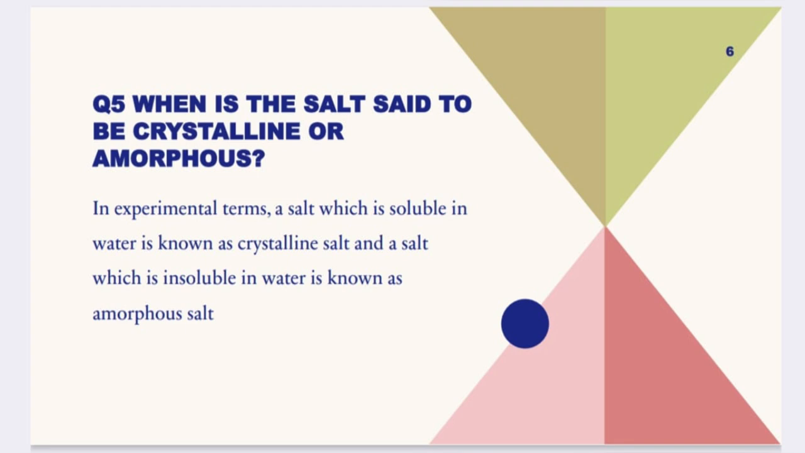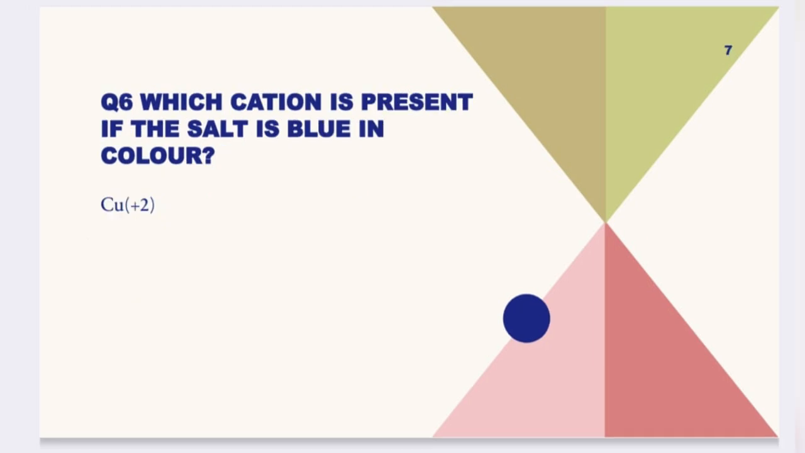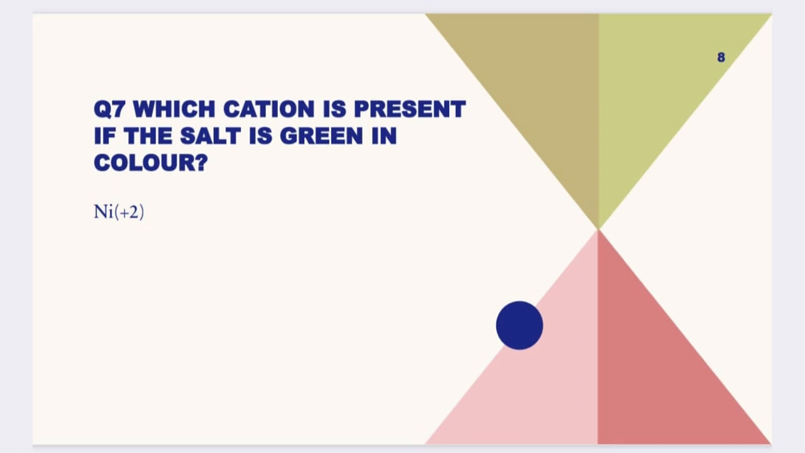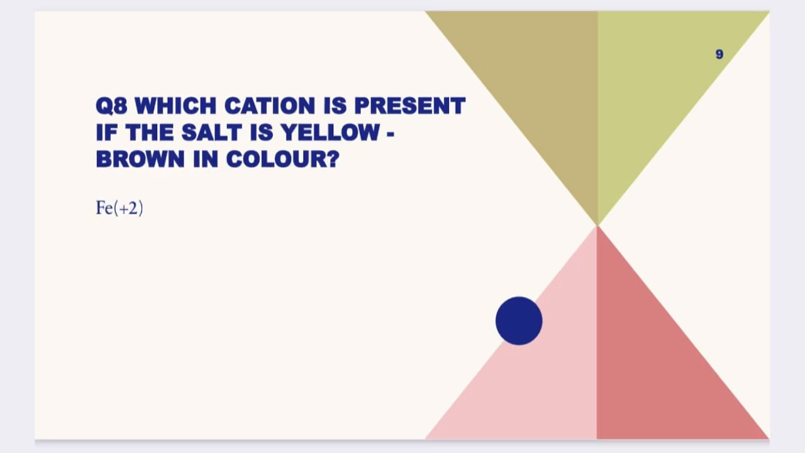Question number 6. Which cation is present if the salt is blue in color? My dear friends, the answer is copper 2+, which we also call cupric ions. Next question, number 7. Which cation is present if the salt is green in color? The answer to this, my dear friends, is nickel 2+, that is Ni2+.